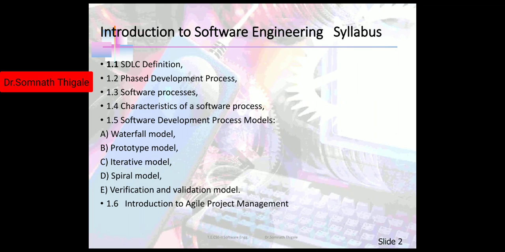So this entire syllabus I am going to take in 4 different parts. For this subject there will be 4 parts. In the first part we will focus on SDLC, software process and characteristics of software process. Second part we will focus on process development models. Third part we will focus on agile project management, and the fourth and last will be a conclusion of all the parts. So let's start with the first thing.